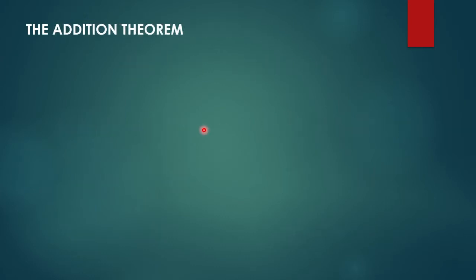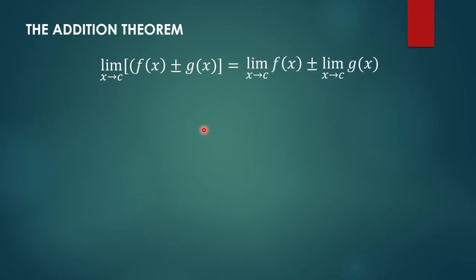The next is the addition theorem. If we have the limit of f of x plus or minus g of x as x approaches c, we can write this as the limit of f of x as x approaches c plus or minus the limit of g of x as x approaches c.